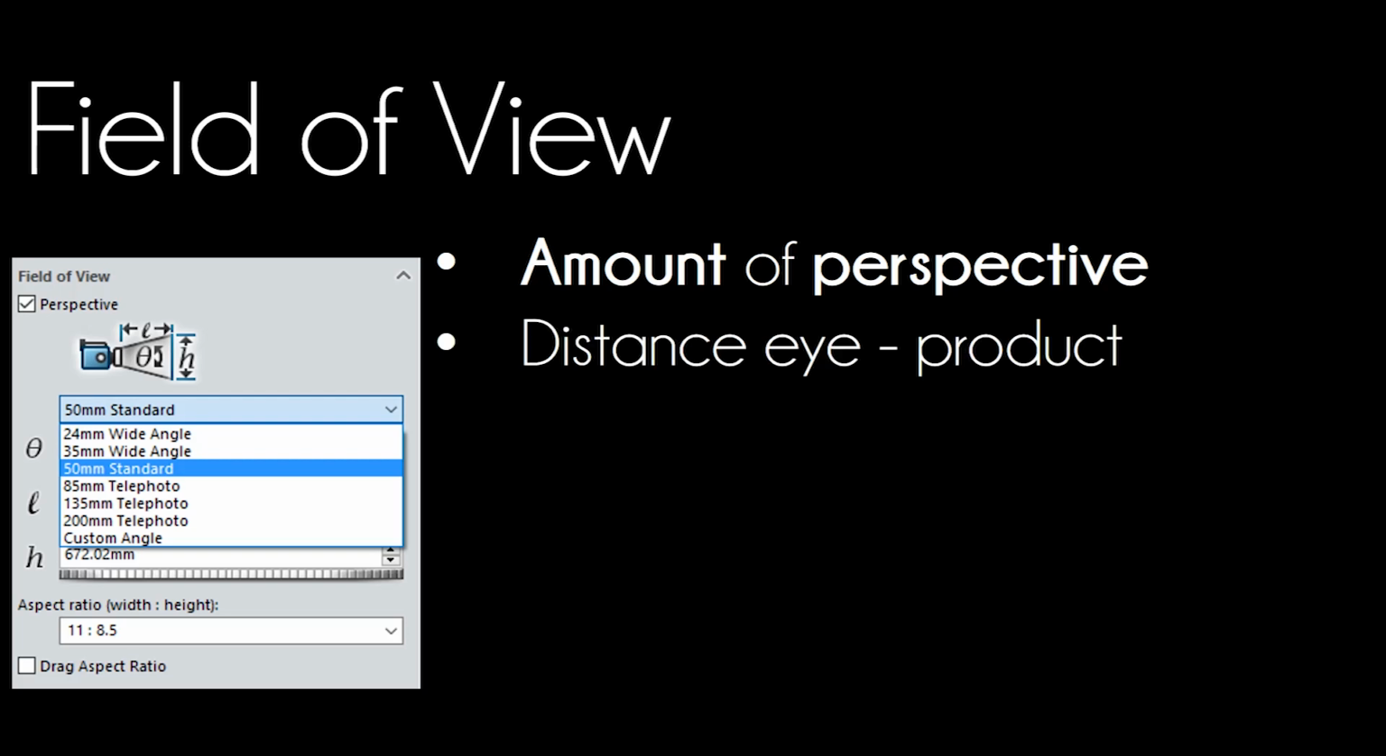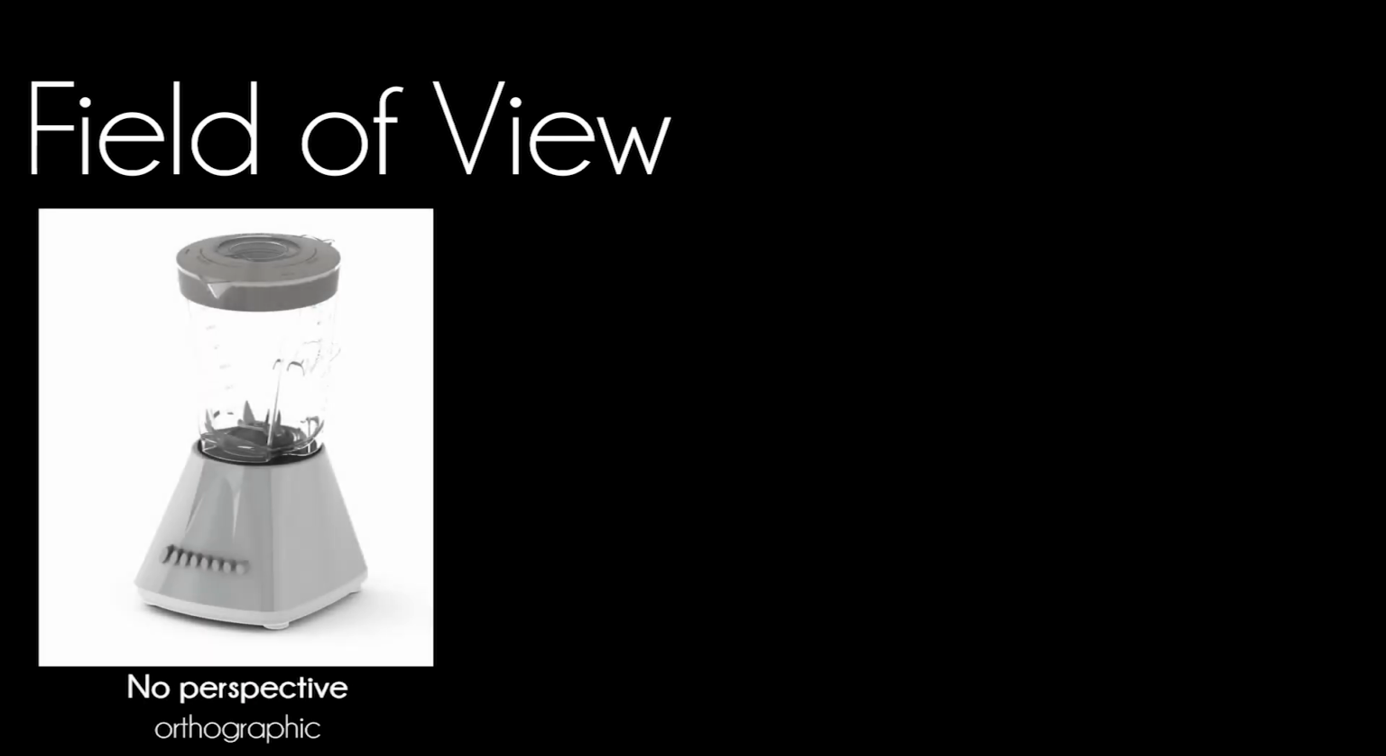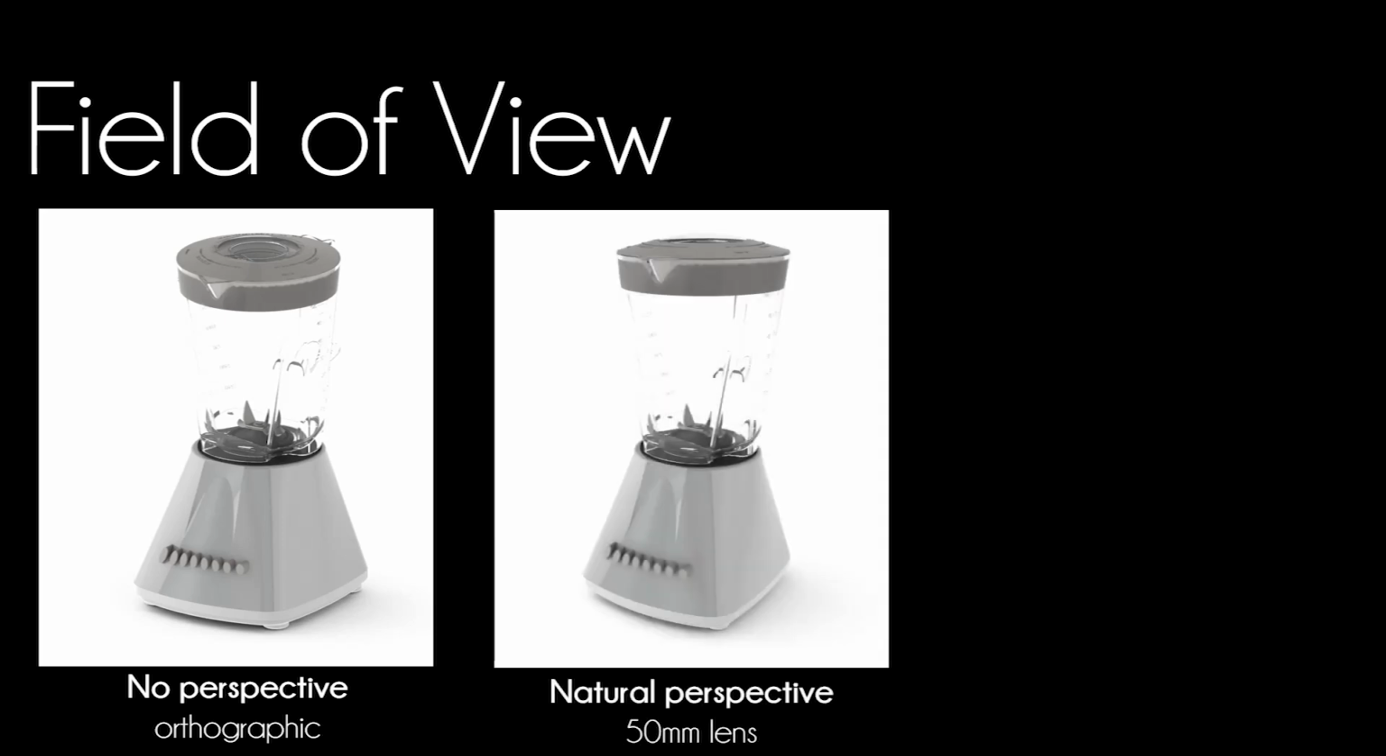I'll give you an example. Here I have a model of a blender, rendered with no perspective at all. This is the same as using a lens that is infinitely big, as if it were kilometers away and using a telescope. This looks very unrealistic. Here I'm using a 50mm lens, which is about the same amount of perspective as our eyes have. This feels a lot more natural, and you can imagine grabbing the handle and pushing the button on this blender.